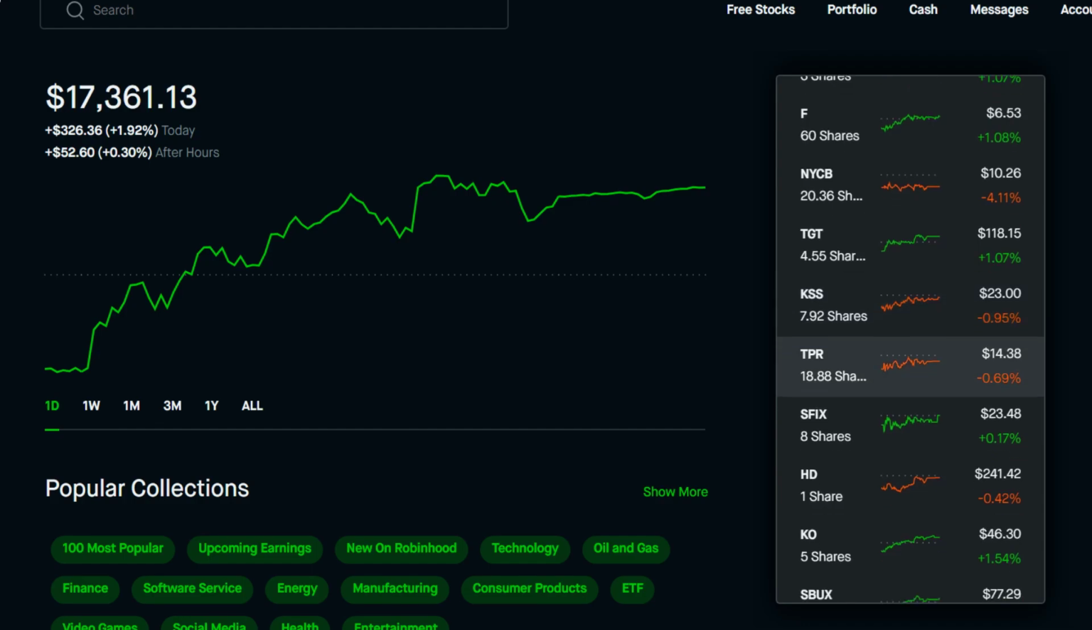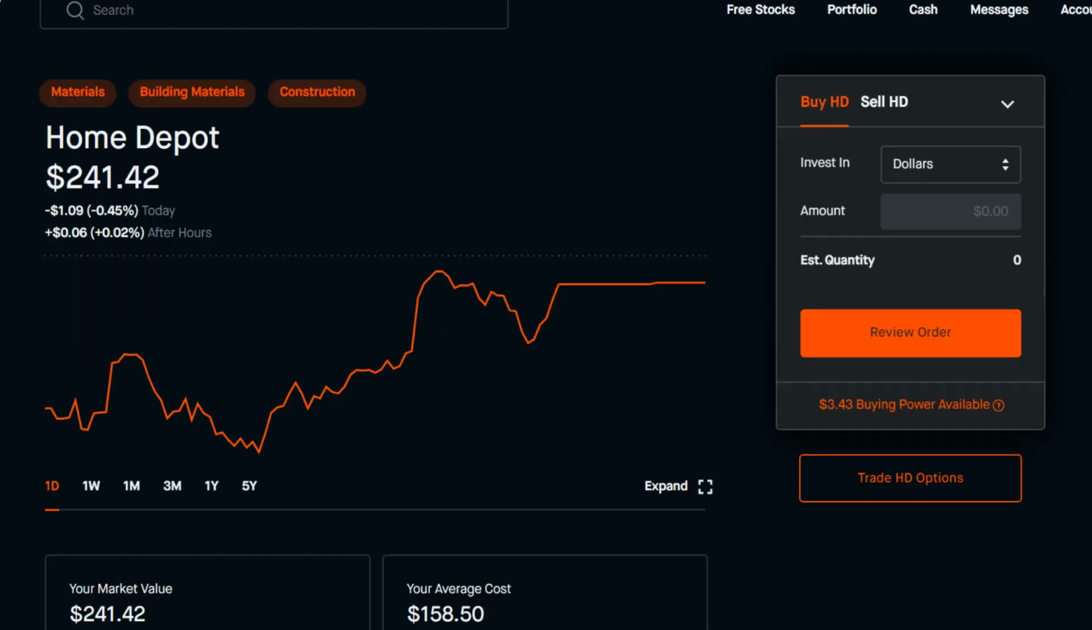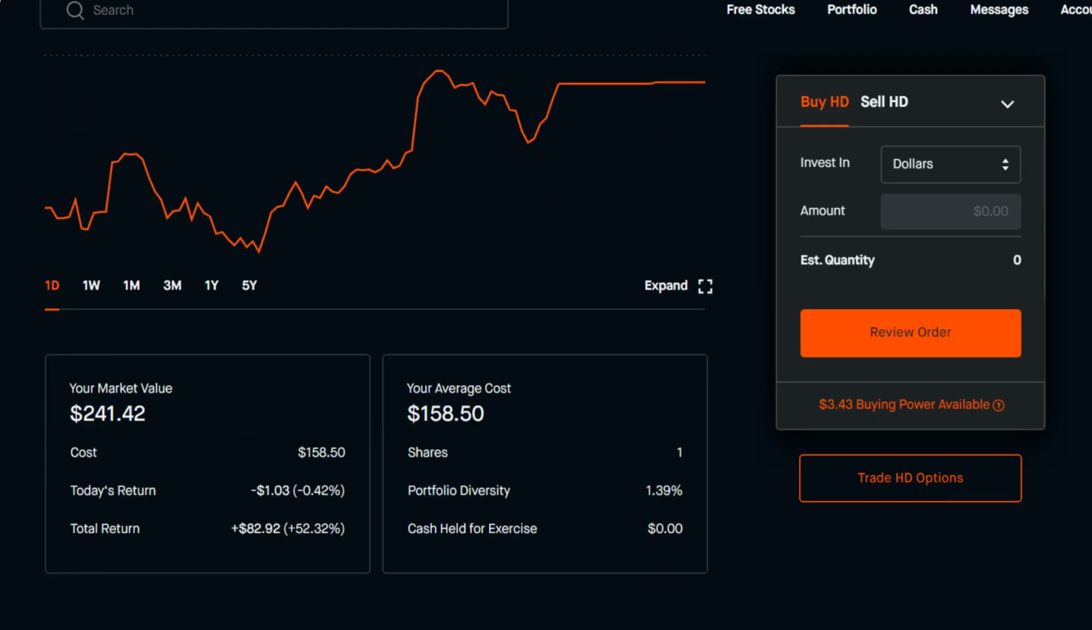Following Stitch Fix, we have Home Depot. Only one share of this, $158.50, one of the original companies I've owned in this portfolio. $158.50 per share, 1.39% of the portfolio. Total return of $82.92 or 52%.